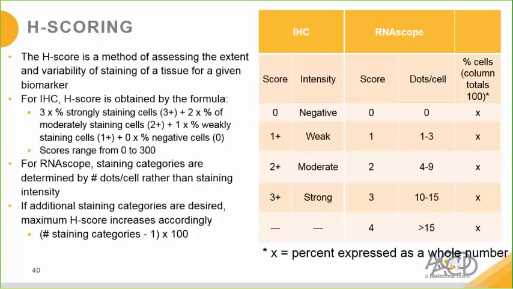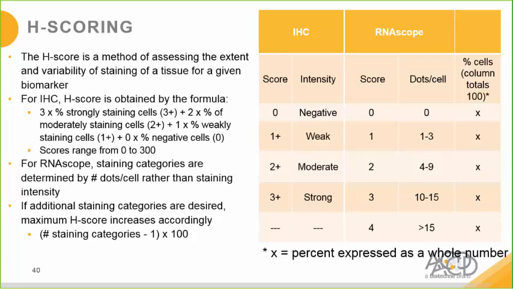Another semi-quantitative approach for scoring is H-scoring, which has been used with IHC and can be used with RNAscope. The H-score, or histoscore, is a method of assessing the extent and variability of staining of a tissue for a given biomarker in a more continuous fashion.